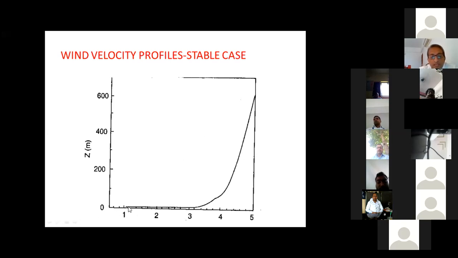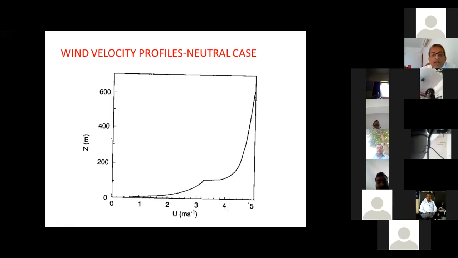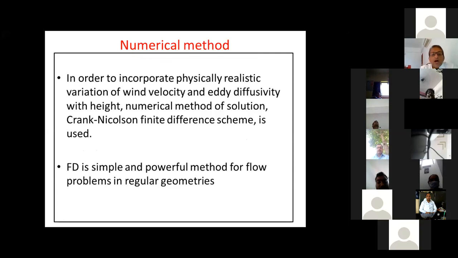And look at it here, for the surface layer we have a logarithm, and then you have a power law. And in the neutral case also, we have a logarithm and the power law. So that is how we decide the wind velocity profile. And now we come to the next main aspect, that is the solution.